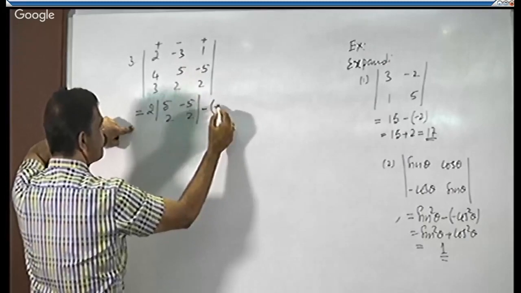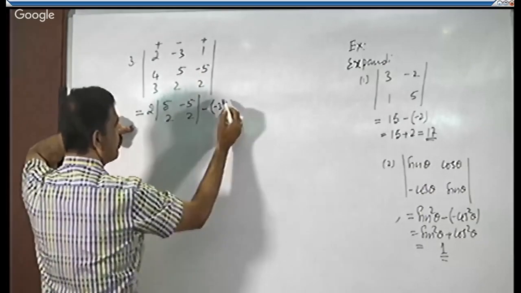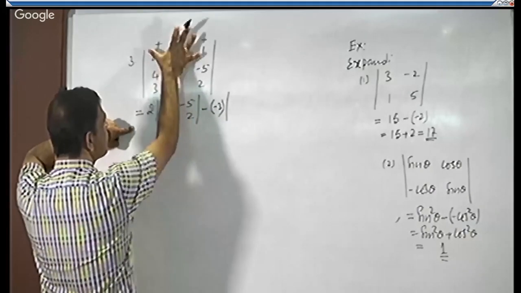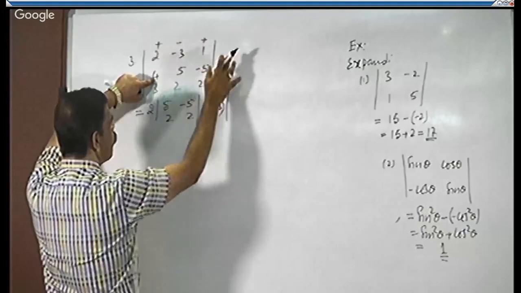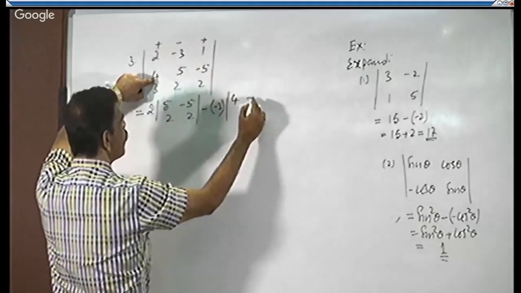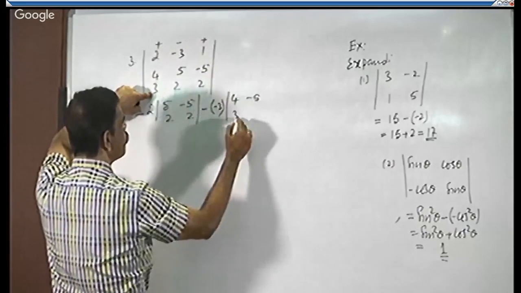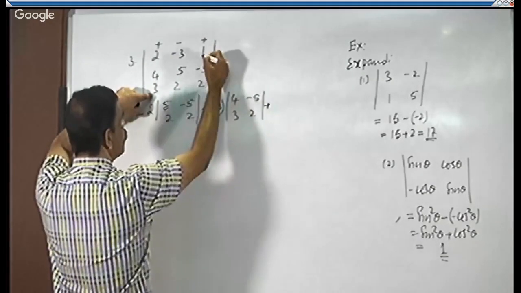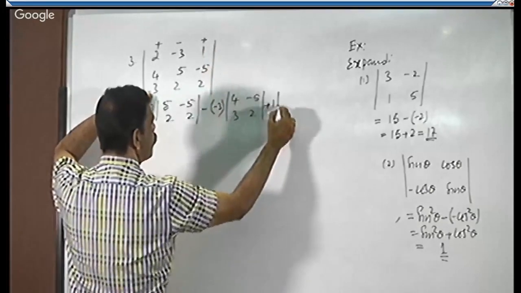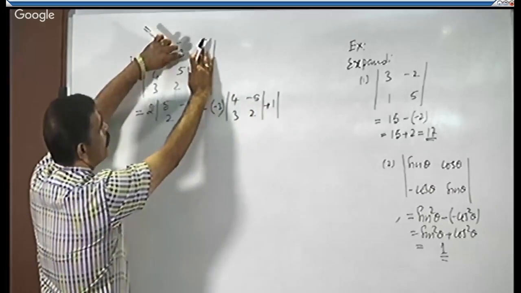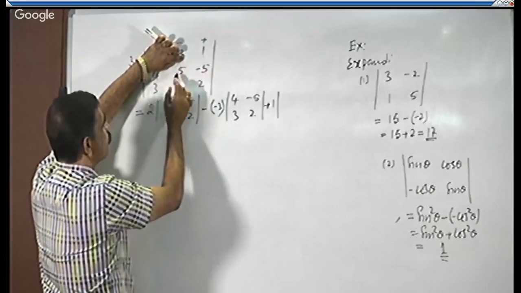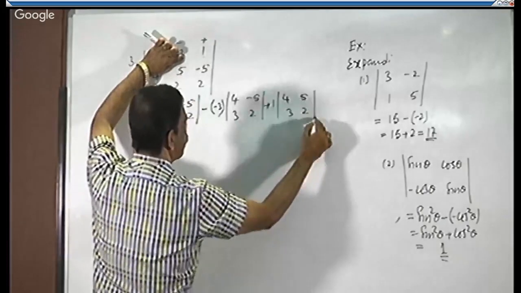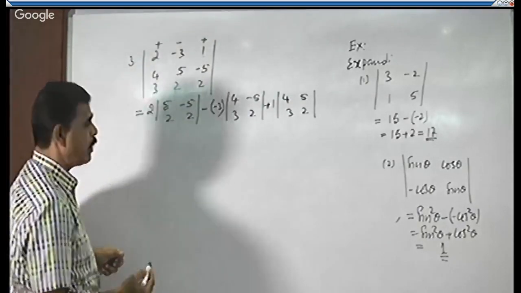And the second element is what? It is minus of 3. I have taken it separately. Otherwise, you can take directly plus 3. Leave the corresponding column and corresponding row. The remaining elements are 4, minus 5, 3, 2. Then the standard sign is what? Plus into the third element of the first row. That is 1, 1 into: leave the corresponding column and corresponding row. The remaining elements are 4, 5, 3, 2. This is the expansion.